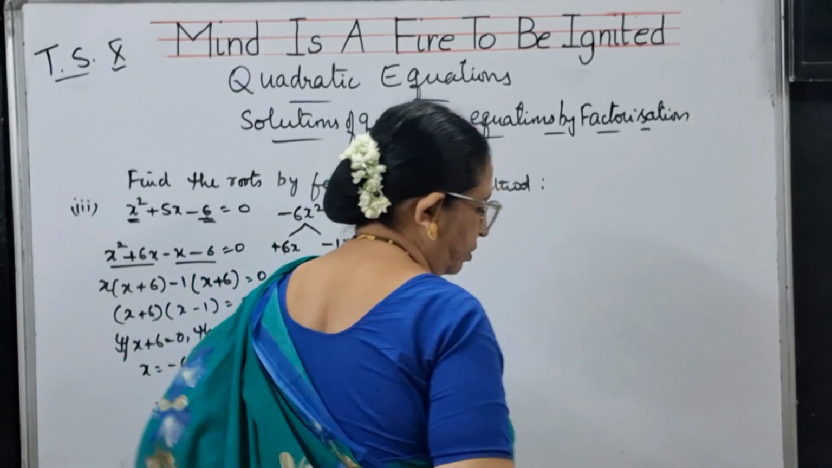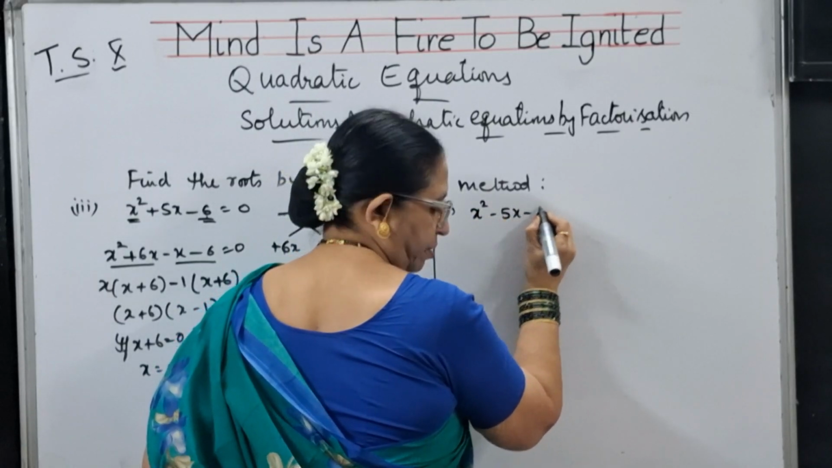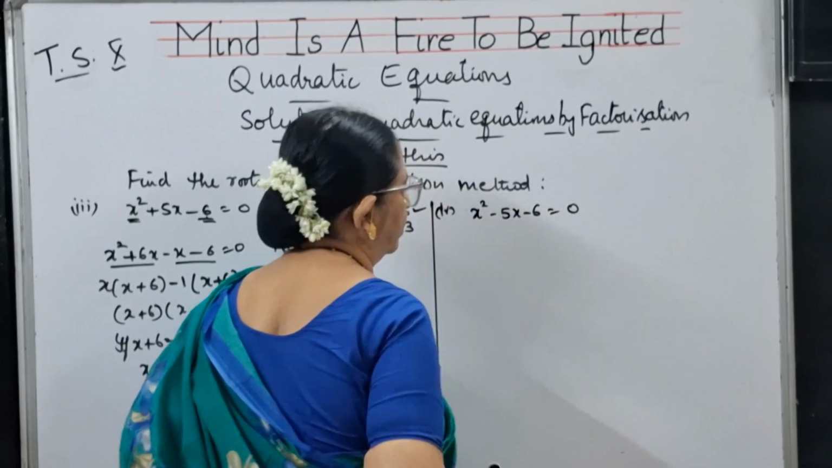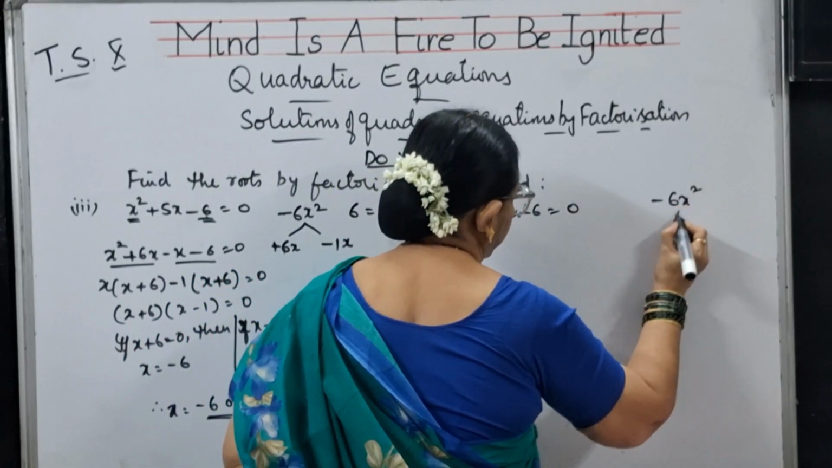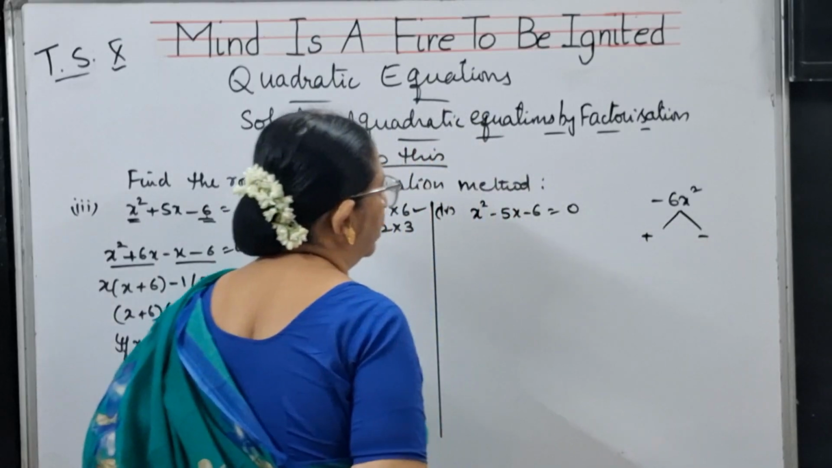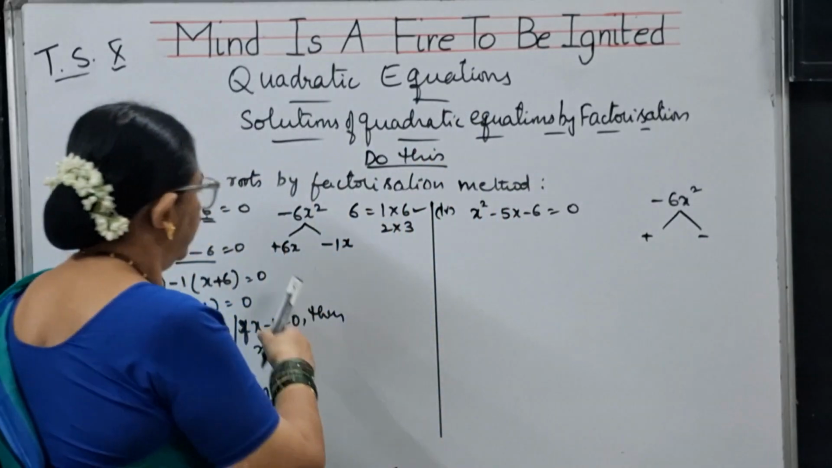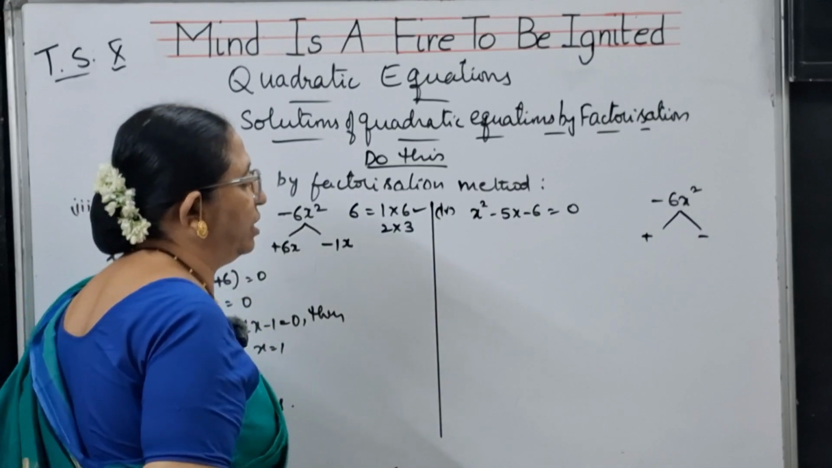What is the fourth bit? The fourth bit is x square minus 5x minus 6 is equal to 0. So when you multiply, you are getting minus 6x square. So this is minus, so one should be plus, one should be minus. As I said here, 1 plus 1 minus means you have to take these factors only, 1 and 6.